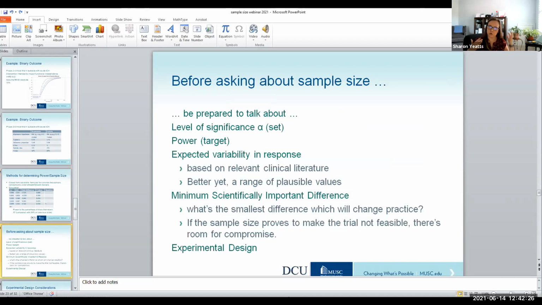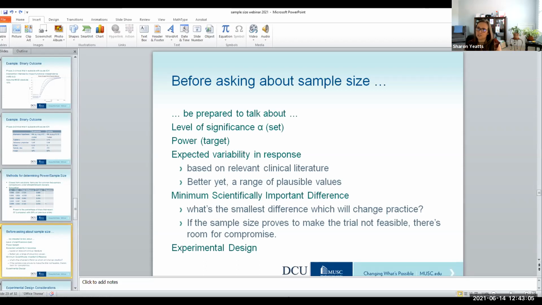So all of these things, before you have that initial conversation with your statistical collaborator, you should be prepared to talk about. Be prepared to talk about that level of significance. Don't just let them tell you we have to use 0.05, we always use 0.05. There are situations in which other things are appropriate. You might have a target power in mind. Often 80% is what we use, but some institutes might say, no, I really need to see 85%. Or that may be common in a particular disease area. So again, you need to be ready to talk about these things.